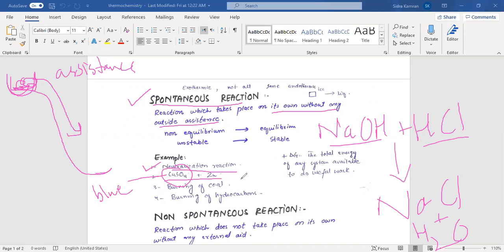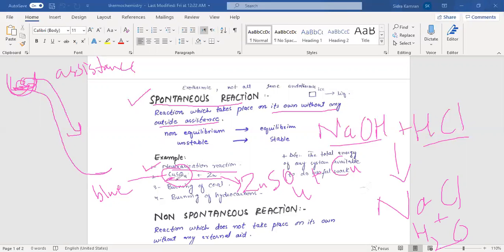This zinc quickly replaces this copper. Zinc sulfate will form and copper will be removed from the sulfate in the system. This will happen, so this reaction is also spontaneous. No external assistance is needed for it to take place.